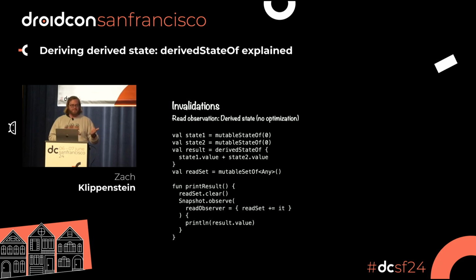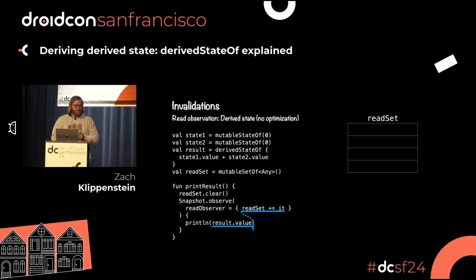And one quick note, the calculation we're doing here, adding two numbers together, like I said earlier, is not something you typically want to use derivedStateOf for, but it's very simple and it makes it easy to run through the explanation. So just to keep things simple for the slides, we're going to do a simple calculation here. All right. So now we're going to call result.value.